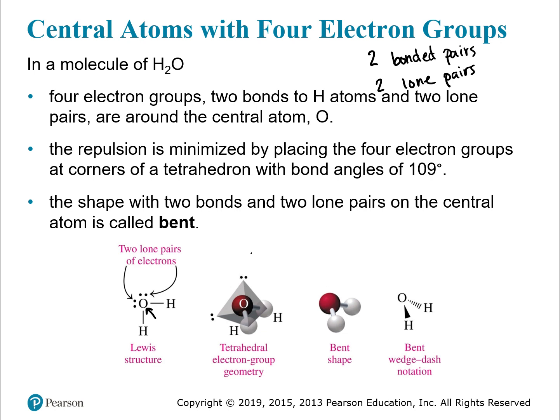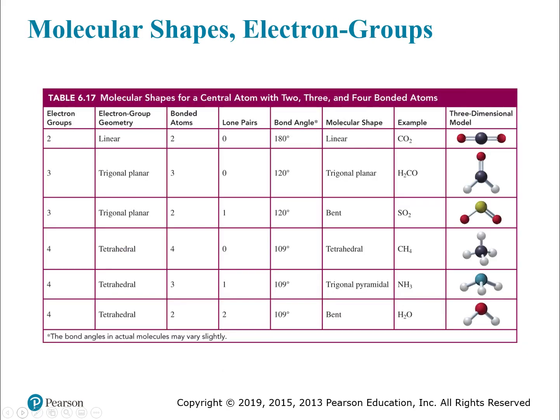So it still looks like a pyramid, but the shape is bent because the shape is really dependent upon the bonded pairs. So we have 2 different types of bent. And I'll show you that in the table. So this table is going to be super helpful to you. All of the things that we covered are in this table.